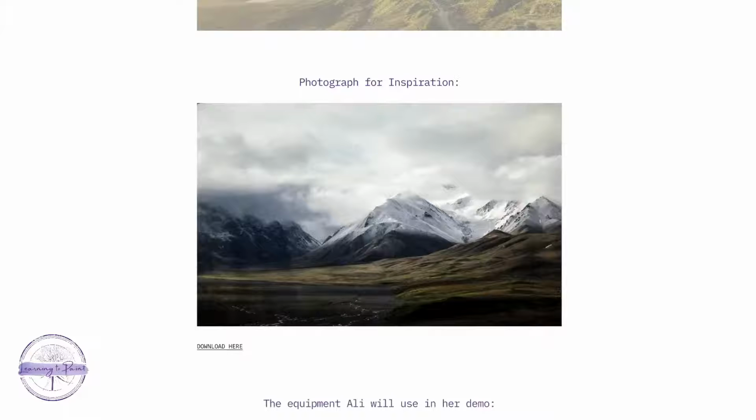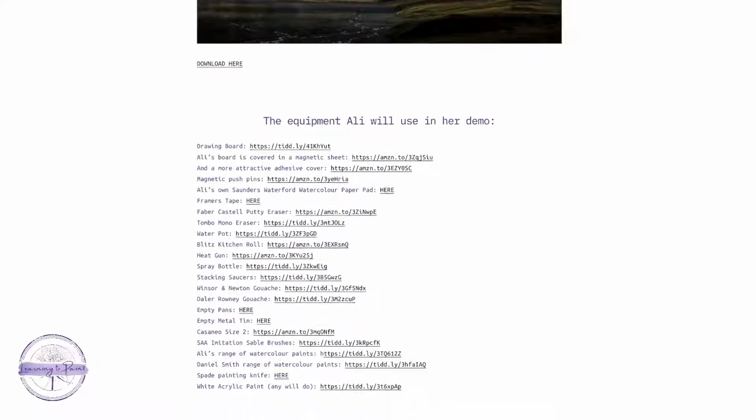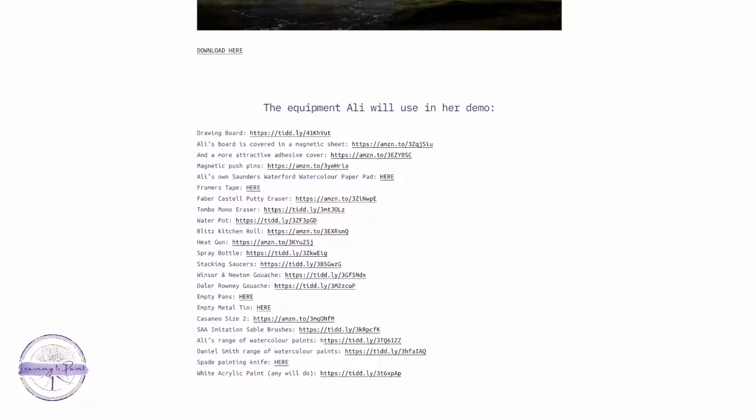Here is the photograph that I am using for inspiration today. I'll show you more about that in just a second, and you can download it from there as well. It is a royalty-free photograph so that you don't have to worry about any copyright issues when you paint from it. And here is all of the equipment that I am going to be using, plus a few extras as well, just in case there's something that you've spied in the corners of my demonstration and you're thinking, hang on a minute, Ali, what is that you're using?